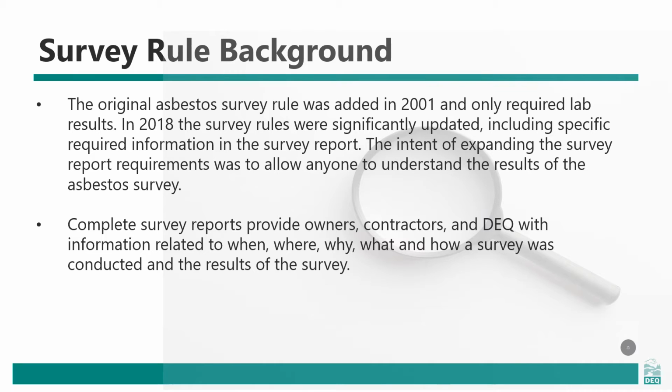DEQ's asbestos rules were updated in 2018, including updates to the sections for asbestos surveys. The survey rules contain very specific information that must be included in the survey report. By requiring a full report completed by an accredited asbestos inspector, information is available regarding when the survey was performed, why it was performed, the areas of the facility and materials surveyed, the location and condition of asbestos-containing material, the approximate quantity of asbestos-containing material in square feet or linear feet, any limitations of the survey, and recommended response actions.